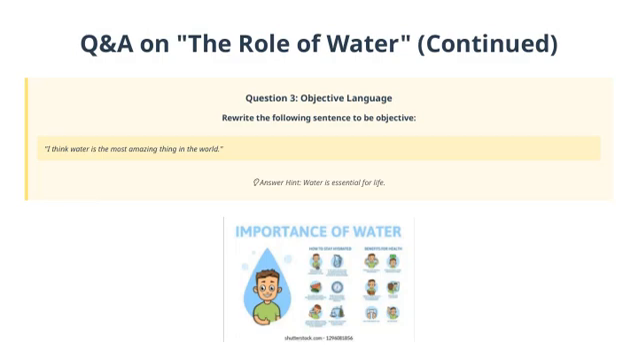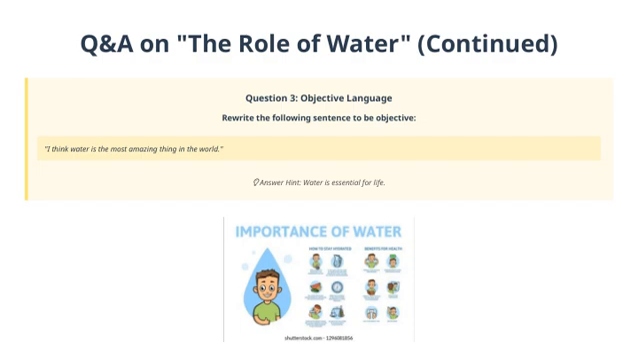Now, let's move on to our third question, which focuses on objective language. I want you to think about how we can rephrase the sentence, "I think water is the most amazing thing in the world," to make it more objective. The key hint here is that water is essential for life. So instead of expressing a personal opinion, we should state a fact. For example, we could say, water is essential for all known forms of life. This way, we're focusing on a verifiable fact rather than personal feelings.